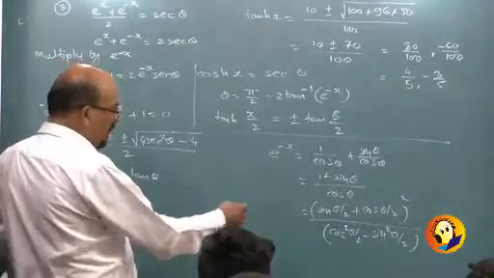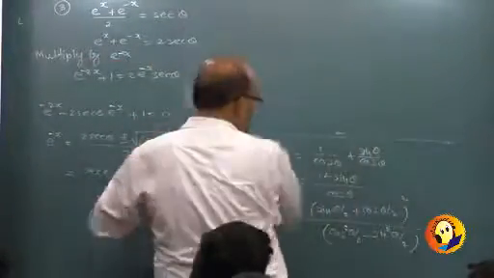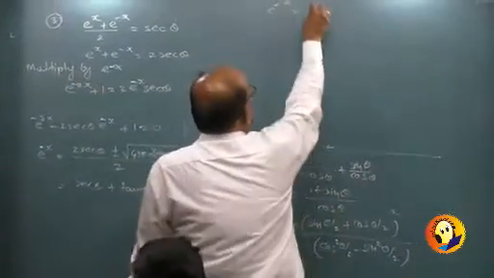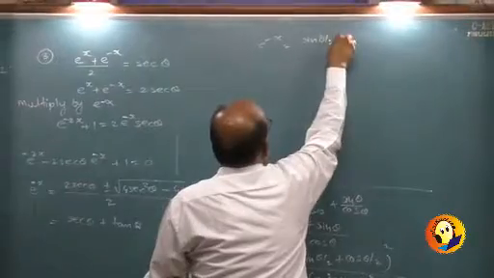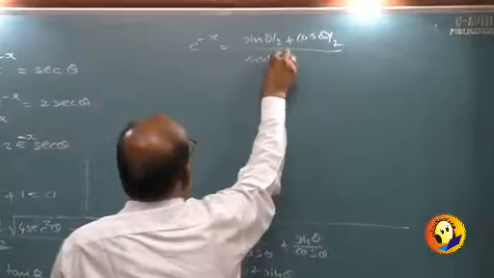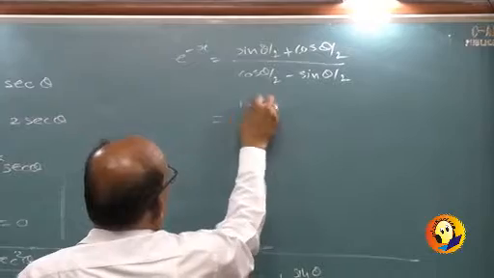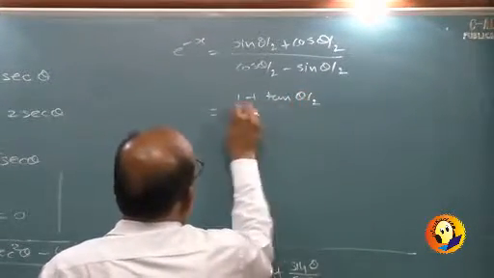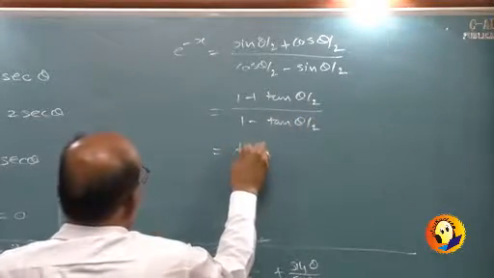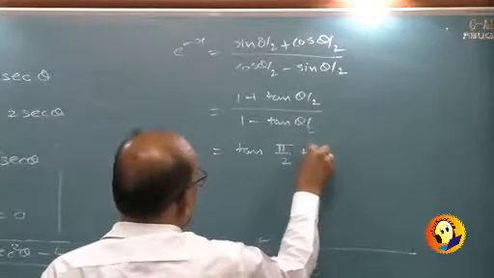So this ends up with ultimately e raised to minus x as sin theta by 2 plus cos theta by 2 upon cos theta by 2 minus sin theta by 2, and when we divide it will be 1 plus tan theta by 2 upon 1 minus tan theta by 2, which is tan of pi by 4 plus theta by 2.